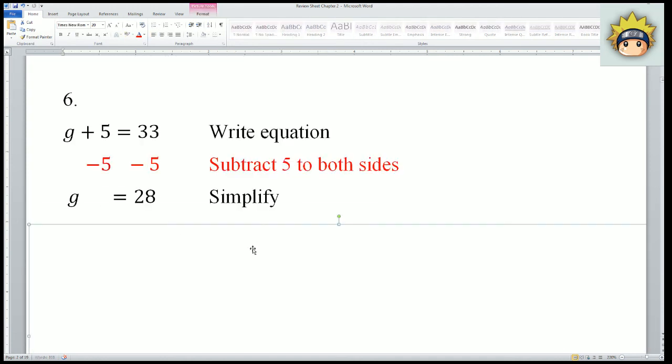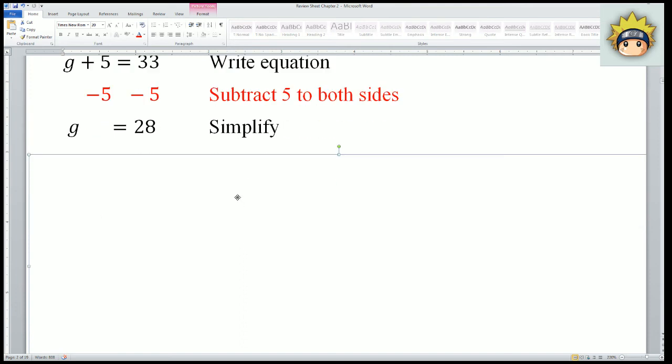Once there, I can simplify, bring down the g. 33 minus 5 is 28. So it becomes g equals 28 after some simplification.